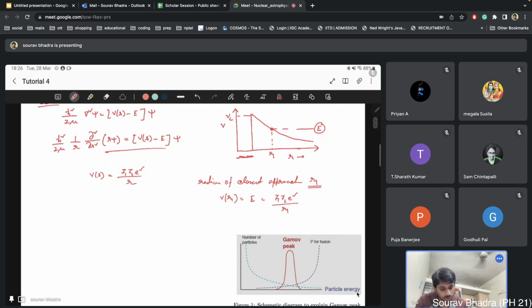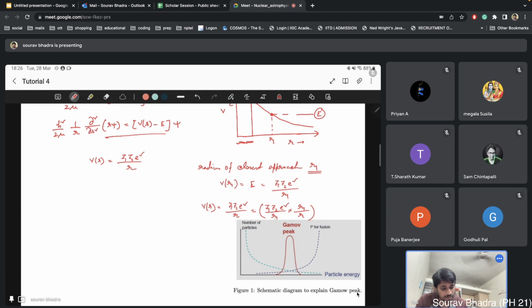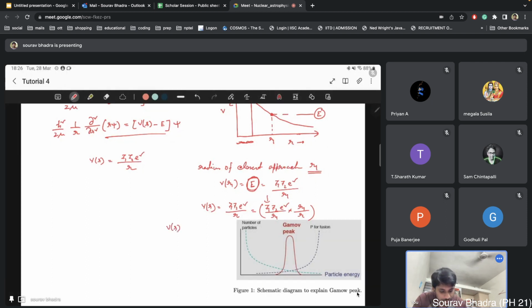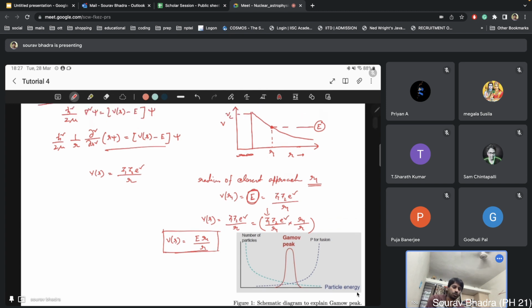Okay, now if I want to write Vr, our Vr was Z1 Z2 e square by r. Suppose I am writing it this way, Z1 Z2 e square by r1 into r1 by r. So that is the same. Now don't consider this figure, I will come to it later. I have just divided by r1 and multiplied by another r1. Now this first term is actually this E, right, which is the energy of the particle. So Vr can be written as E r1 by r. Okay, you can write this just by some algebraic manipulation. So V is E r1 by r, where E is the energy at the closest approach.